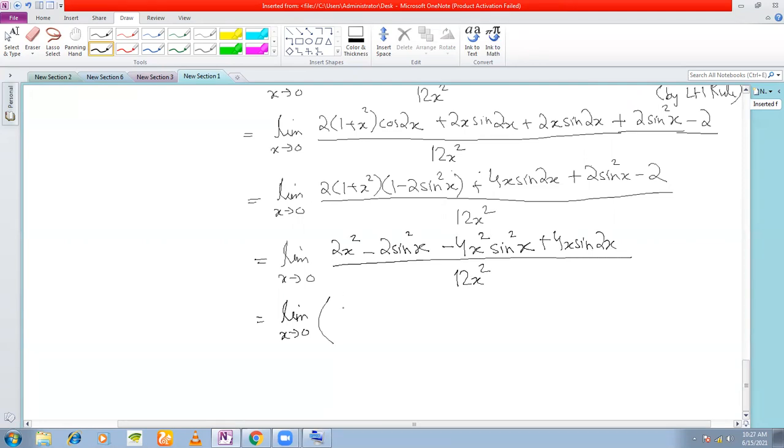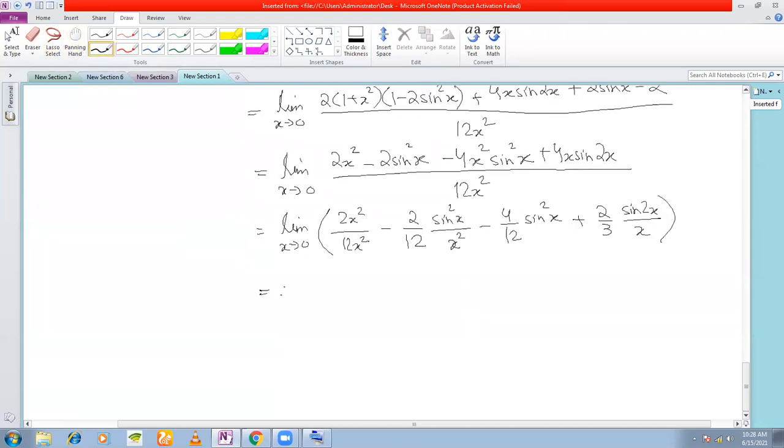This is now separate. You get 2x square by 12x square minus 2 by 12 sine square x by x square minus 4 by 12 sine square x plus 2 by 3 sine 2x by x, right? This is what you get.